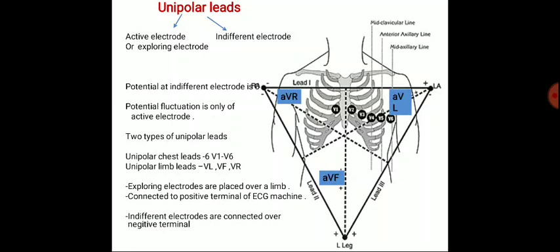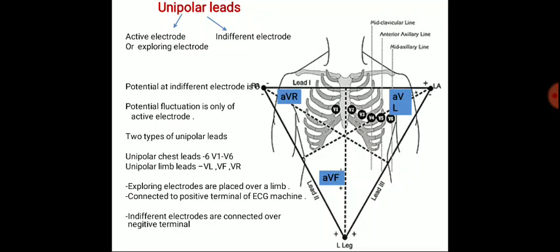Unipolar leads. Unipolar leads consist of two types of electrodes, the active electrode and the indifferent electrode. The active electrode is also known as the exploring electrode. The potential at the indifferent electrode is zero, while potential fluctuation is only at the active electrode. Since the potential at the indifferent electrode remains zero, in unipolar recording the record obtained represents the potential fluctuation occurring at the site of the exploring electrode.